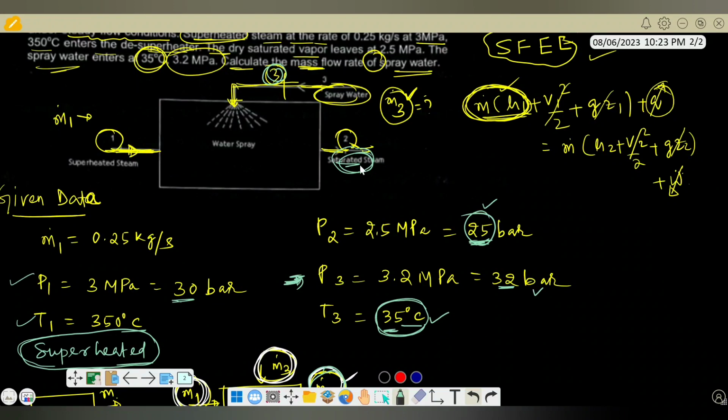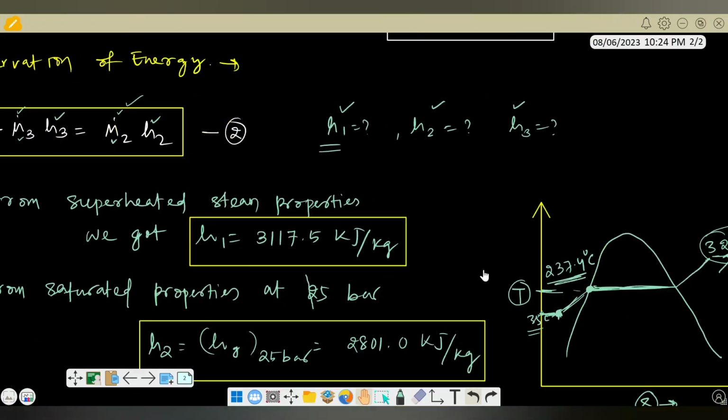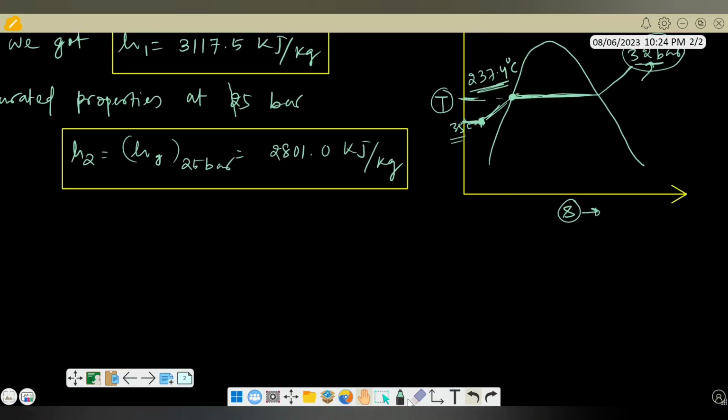And the final condition is what? The temperature, obviously, is the saturation temperature, because saturated steam is going out of this device. The steam pressure will be equal to the spray pressure, right? So the initial condition is this one, and the final condition will be this one. Initially it will have some amount of enthalpy corresponding to this particular point, and that enthalpy we want to find out, right?